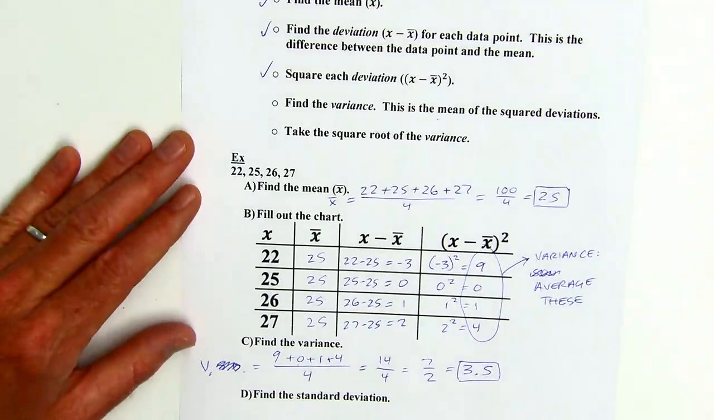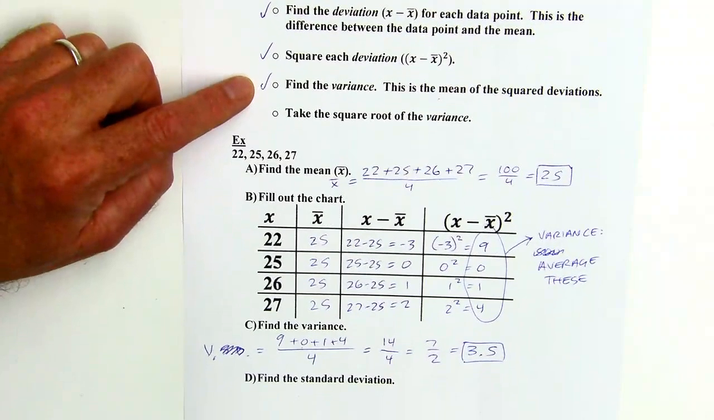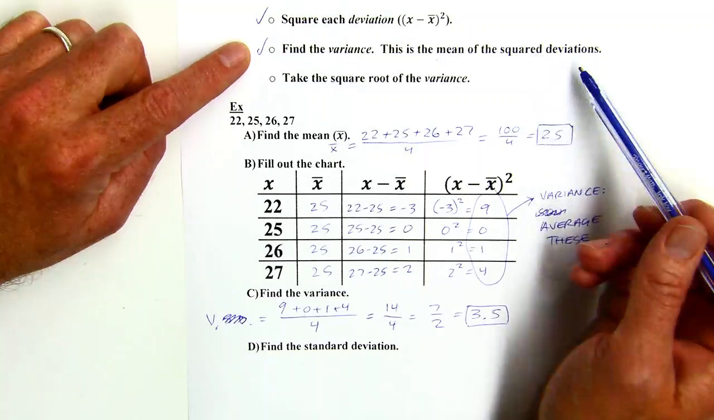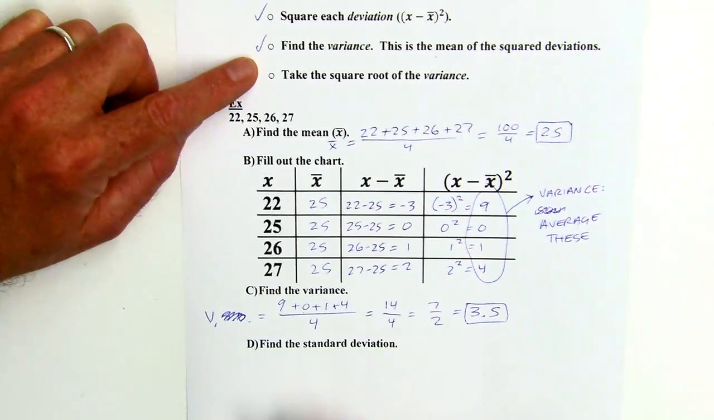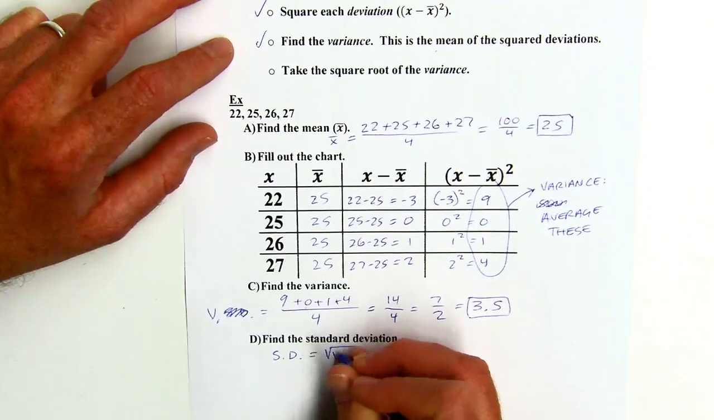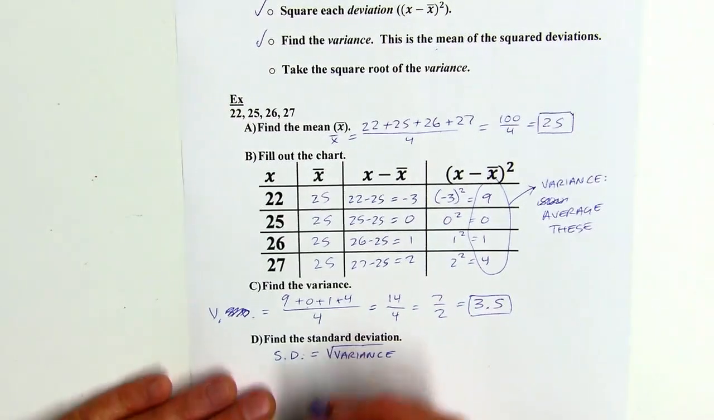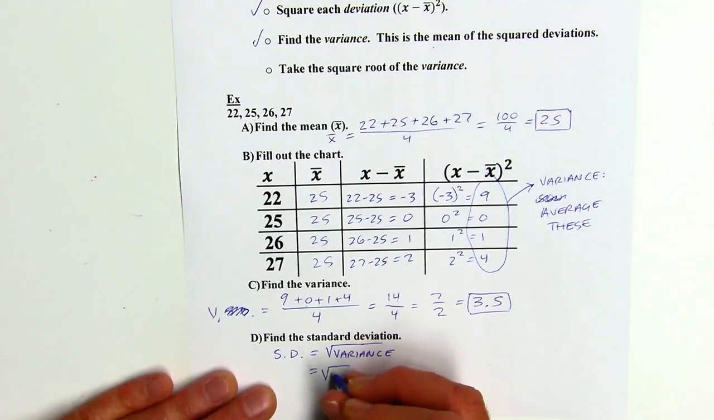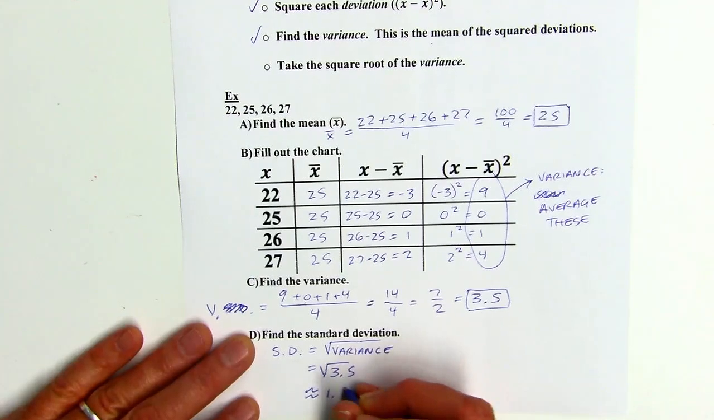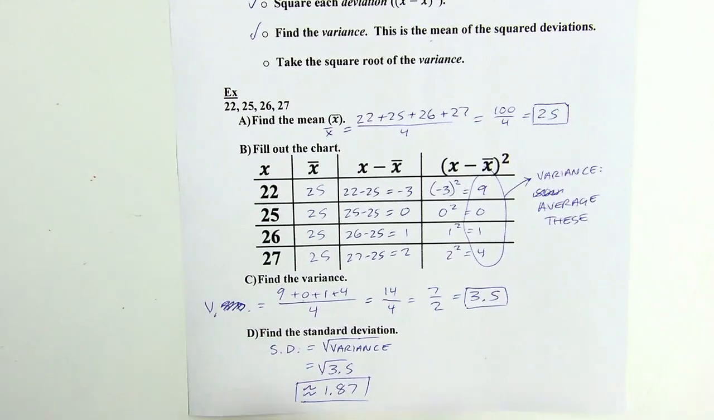3.5 is the variance, okay? That's the mean of the squared deviations. Man, I keep saying the wrong words here. Yeah, it's the mean of the squared deviations, okay? The last step, the standard deviation is going to be the square root of the variance, okay? And so, hey, I just found the variance. It's 3.5. And so you could put that into a calculator, and that would give you about 1.87. And that is my standard deviation.